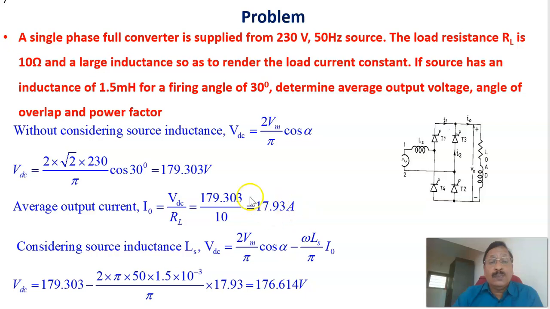176.614 volts. Previously, it was 179.303 volts without the source inductance. Considering the source inductance, there's a drop in voltage across the inductance, and after subtracting that, we get 176.614 volts.